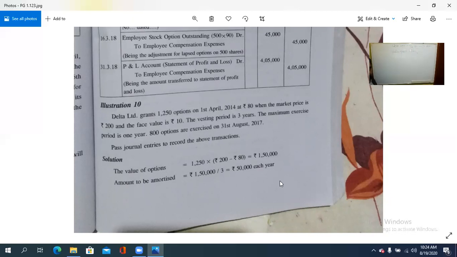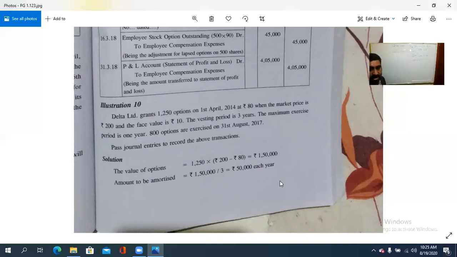The number of options is 1250, but only 800 options are exercised. We have to calculate 1250, but only 800 are exercised. So number into what? Market price minus exercise price. So 1250 into MP, how much? 200 minus 80, 1250 into 120.